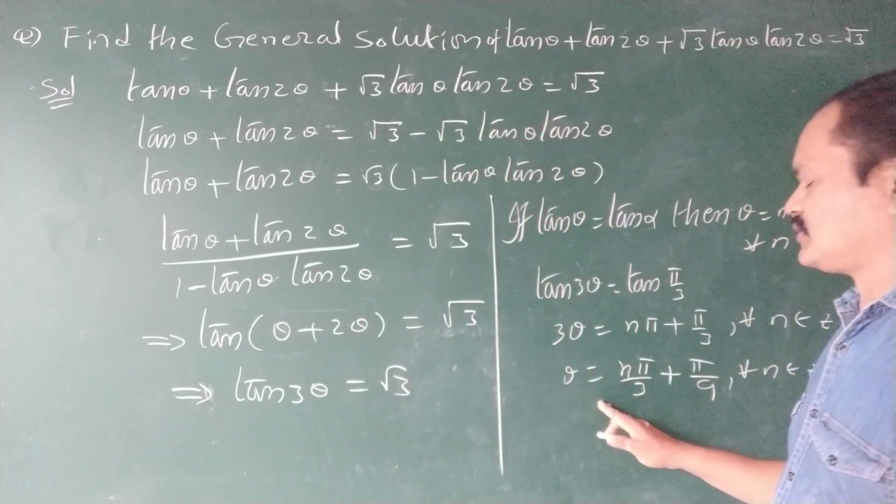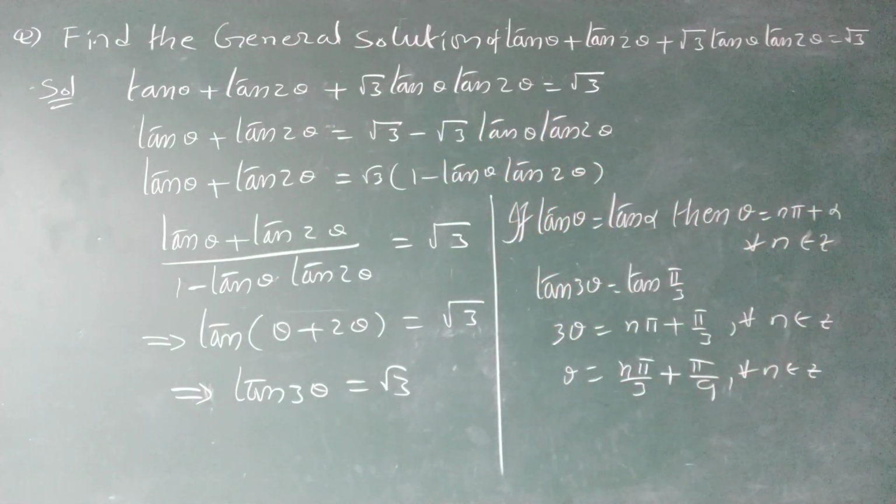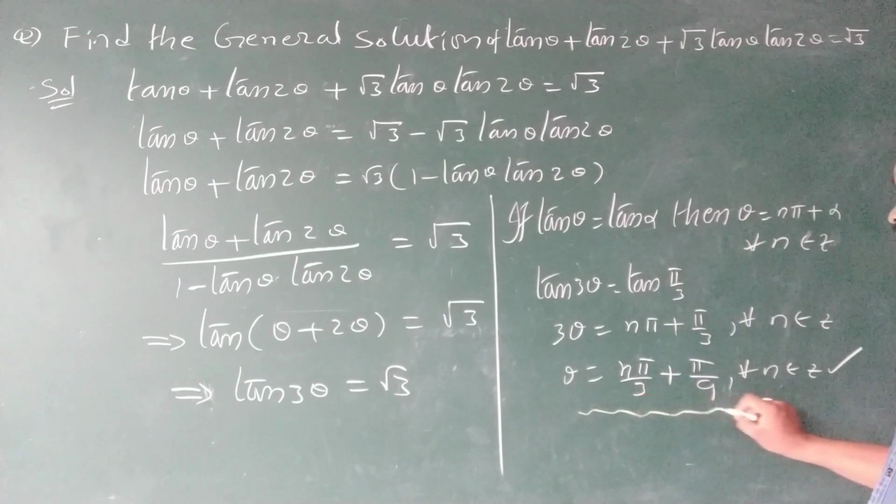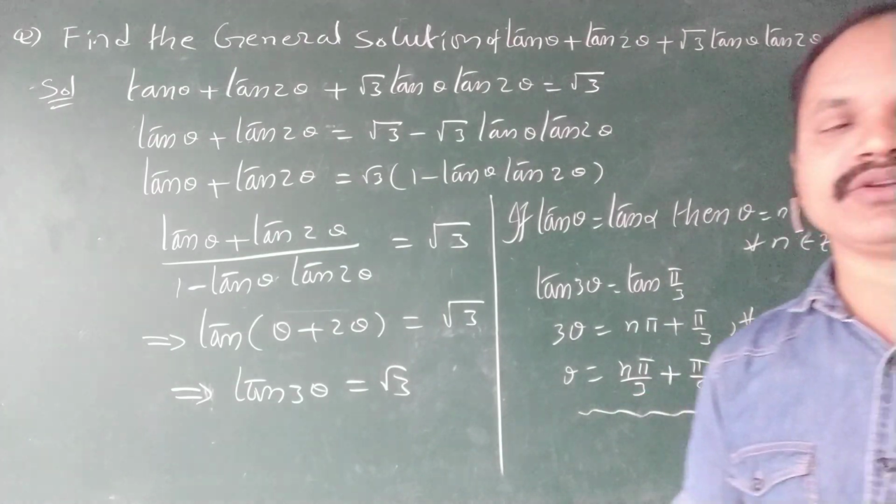This is the general solution for tan theta plus tan 2 theta plus root 3 tan theta tan 2 theta is equal to root 3. So this is the required general solution. Now we are going to one more question.